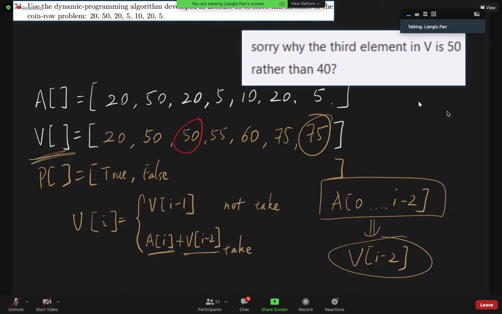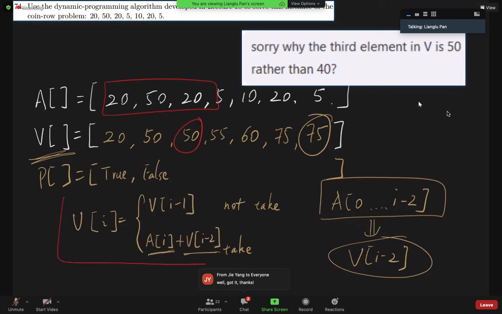V stores the value such that if we have coins up until that coin, what's the maximum amount of money we can get? Now, if we have these 3 coins available to us, if you pick the first coin and the third coin, you get 40 cents. But if you're only picking the second coin, you get 50 cents. So of course, 50 cents is the best choice we have.